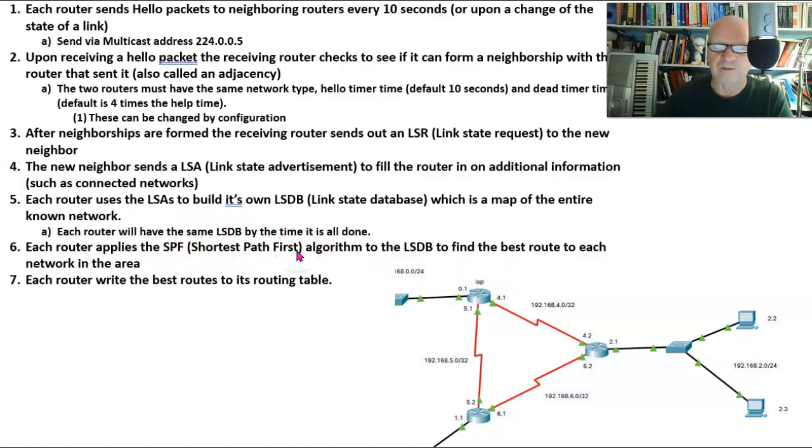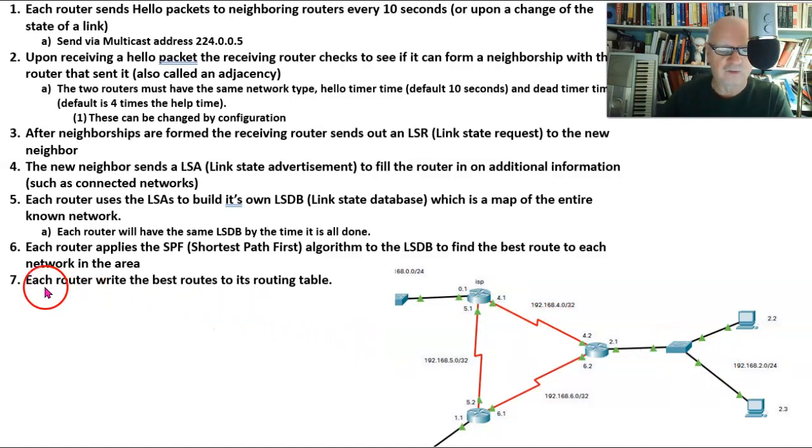Once it has all that information in place in the LSDB, it now applies the SPF, or shortest path first algorithm, to the LSDB in order to find the best route to each network. So how do I get to network 192.168.2.0? Well, assuming that all of these are the same cost, it'll go down this short one here, the shortest path, in order to get there.